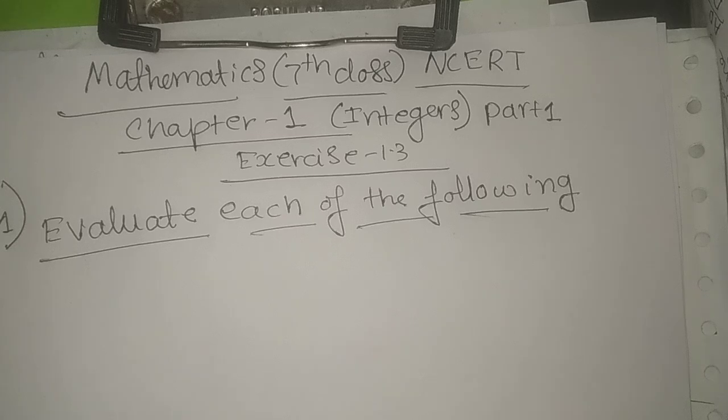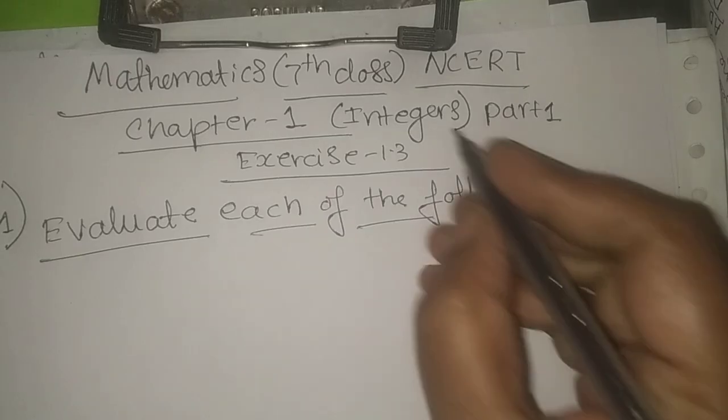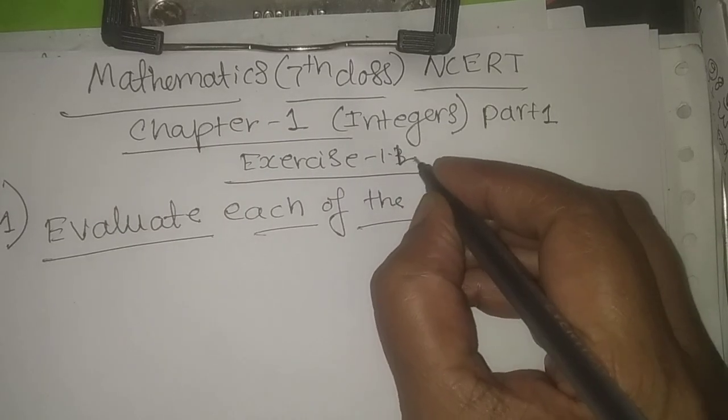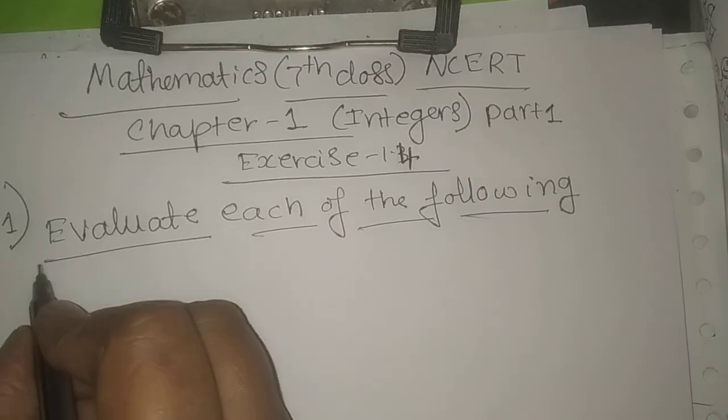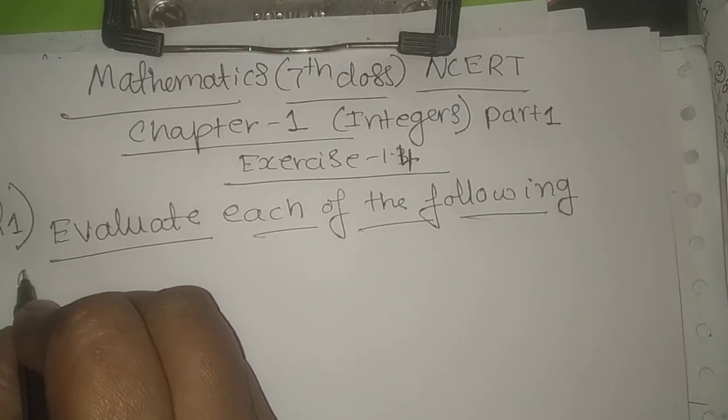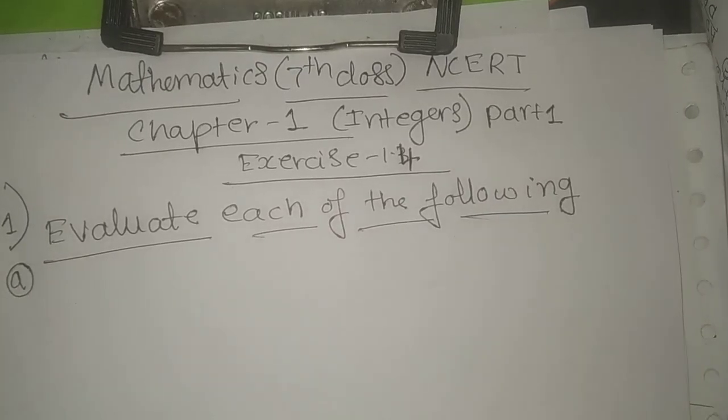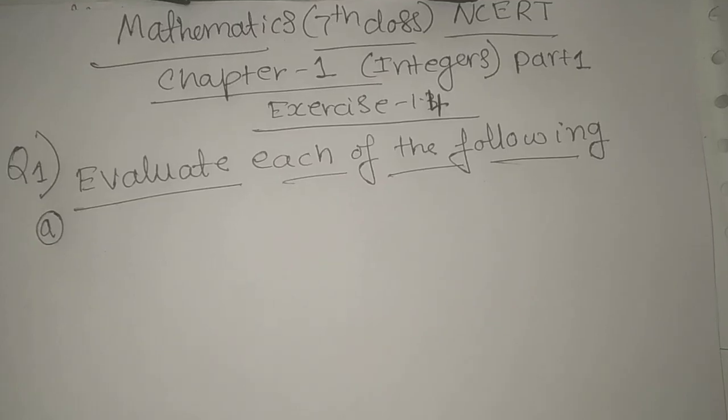Welcome back, students, in this class of mathematics 7th class in NCERT chapter 1 integers part 1 exercise 1.4. We are starting a new exercise. In this, the first question, evaluate the following under this part A to E.